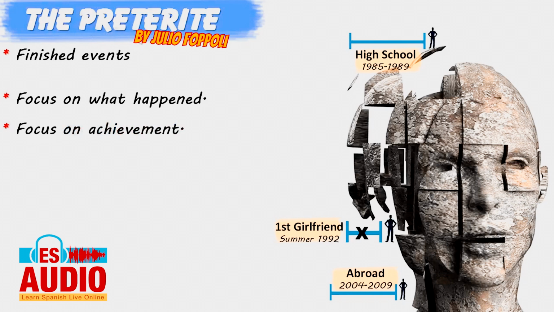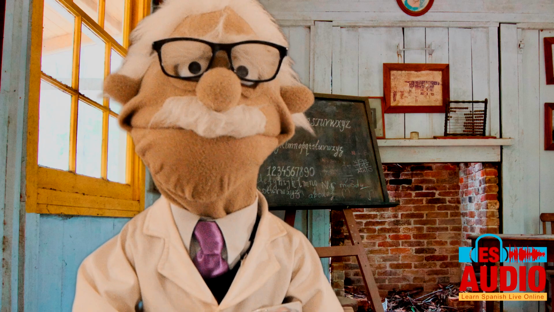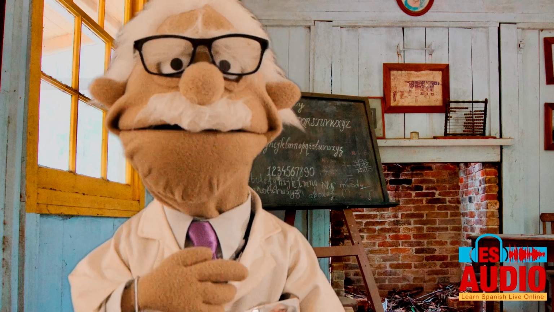Finally, the preterite focuses on the achievement. For example, if I say, he graduated from college in 1994. The focus is again on the blue line. We are outside of the line. We are describing something that happened that could have extended for a few years, or something that was very specific in one particular moment. And that's it. Make sure you understand these concepts very well.